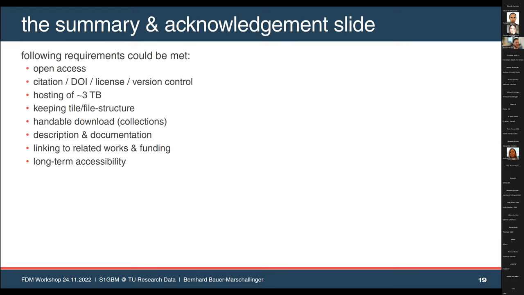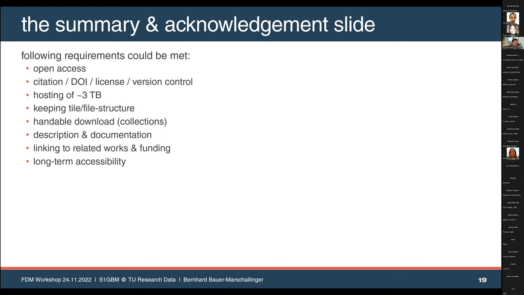This brings me to my summary and acknowledgement slide, telling you which of our requirements could be met. Just recapping here, we have the open access, we have the citation, we have the DOI, we have the license, we have the version control.